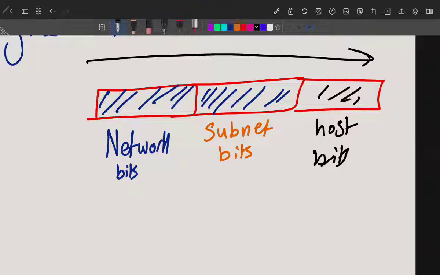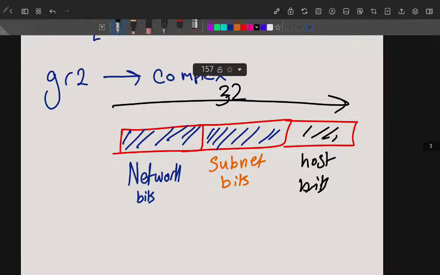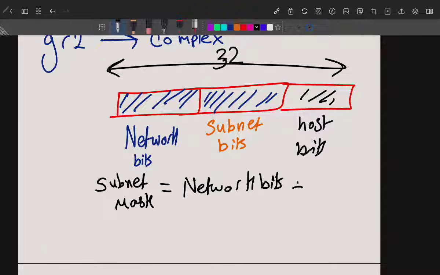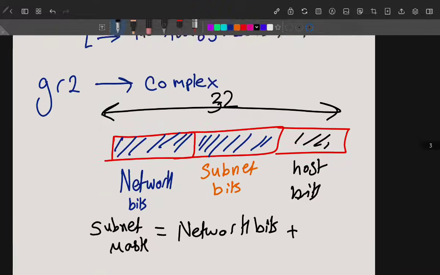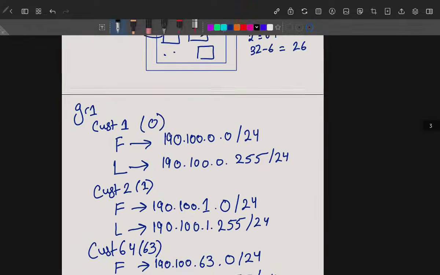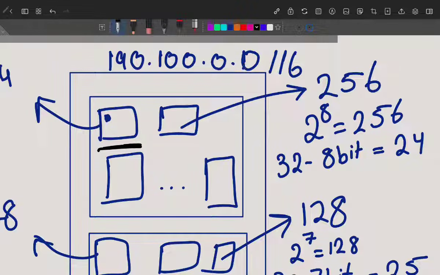We know all of this is 32 bits, and because this entire thing is 32 bits, the subnet mask is equal to the network bits plus the subnet identifier bits. Why do we have subnet identifier bits? These subnet identifier bits will be different for each customer. They will be different for customer 1, different for customer 2. That is how we differentiate.